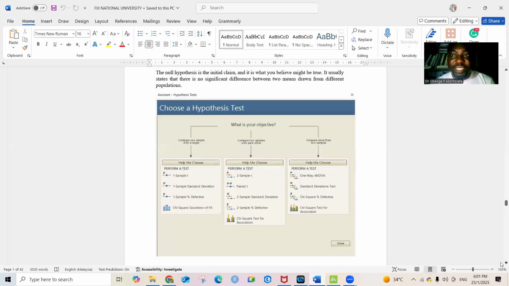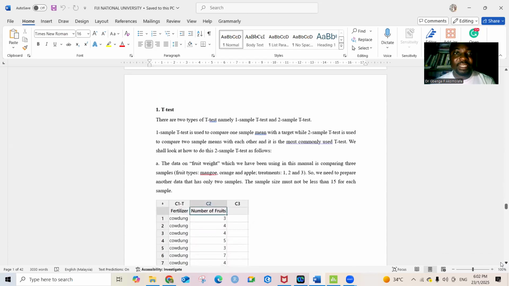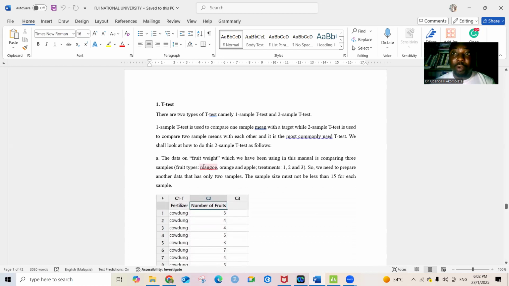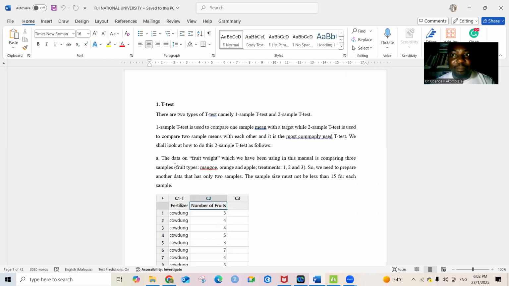So that is how you can use Minitab to do a quick check of the type of analysis that you want to use. So let's go straight to t-test, which is if you're comparing one sample or two samples, we can have two different types of t-tests, like I mentioned earlier. There is the one sample t-test, which is usually used when you have one sample and you are comparing that sample with a standard. It is not as common as the two sample t-test. For two sample t-tests, you're comparing between two different sample means, and it is the most commonly used one.